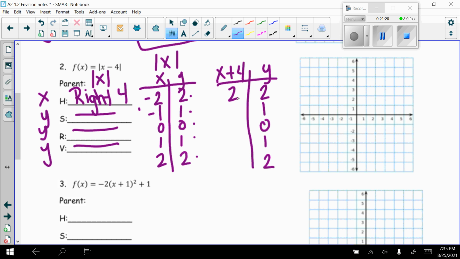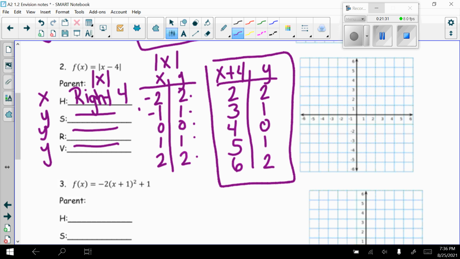-2 plus 4 puts me at 2. -1 plus 4 is 3. 0 plus 4, 4. 1 plus 4, 5. 2 plus 4, 6. And then this is what we graph. And that will give us f of x equals absolute value of x minus 4. So it took my vertex at 0, 0, and shifted it over to 4, 0. 5, 1, 6, 2. 3, 1, 2, 2. Absolute value, so it's a V shape.